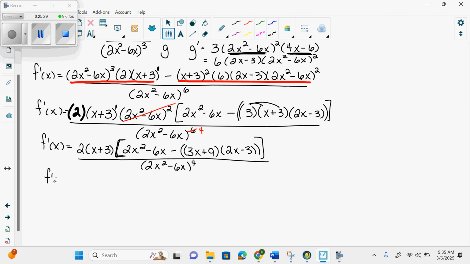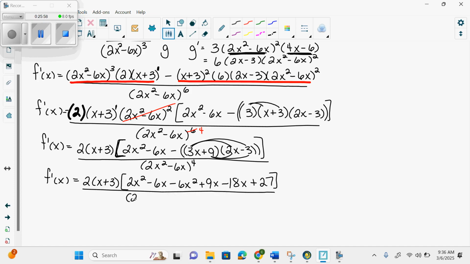Then I'm left with f prime of x equals 2x plus 3, 2x squared minus 6x, and then I'm going to get 6x squared, so I'm going to get minus 6x squared, and then I'm going to get minus 9x, so I'm going to get plus 9x, and I'm going to get plus 18x, so I'm going to get minus 18x, minus 27, so plus 27. All over that. And then f prime of x equals 2x plus 3. And I go to round brackets once I've just put these together.